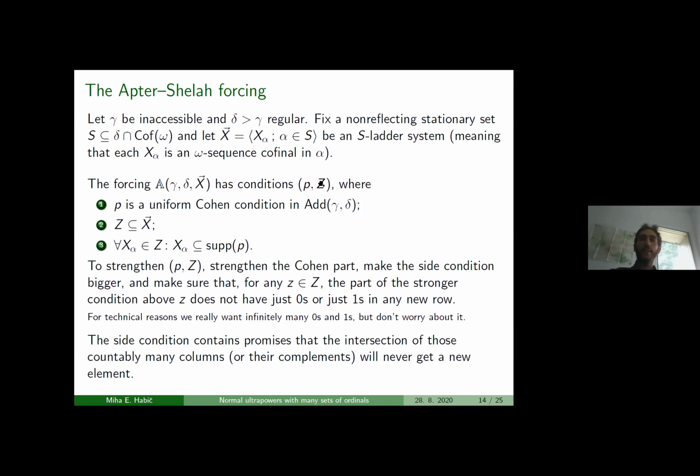So a side condition Z here is a subset of the ladder system, and there's an additional requirement that if I put a ladder into the side condition, then the working part needs to have said something about every column that's specified in that ladder. This is just to make sure that I don't start putting ladders into my side condition without the working part saying anything about those coordinates. Like I already said, the side condition contains promises that the intersection of those countably many columns or their complements will never get a new element if I strengthen from a condition that has that side condition.